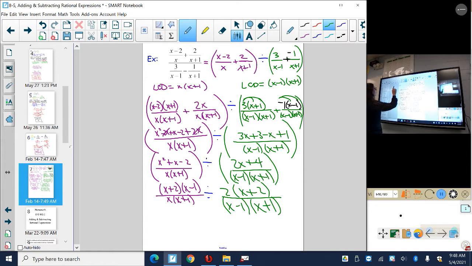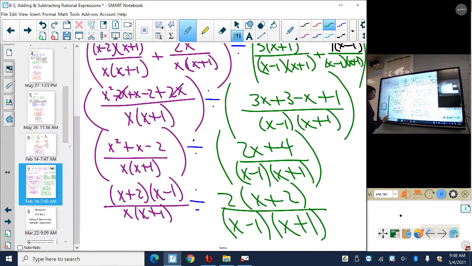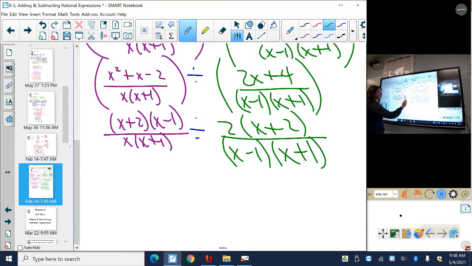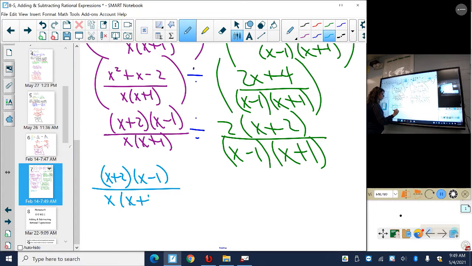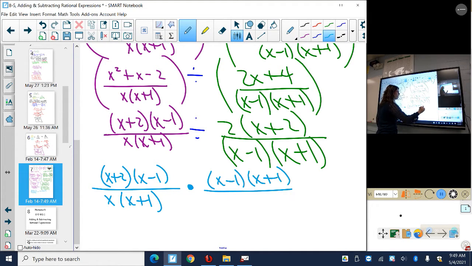Okay, so this is where I'm at this point. I have two fractions completely factored, attached by division. So from there, I'm going to keep this fraction, x plus 2 times x minus 1, all over x times x plus 1. I'm going to change the division to multiplication. And I'm going to flip the second fraction. So that's going to be x minus 1 times x plus 1 in the numerator, all over 2 times an x plus a 2. Okay?